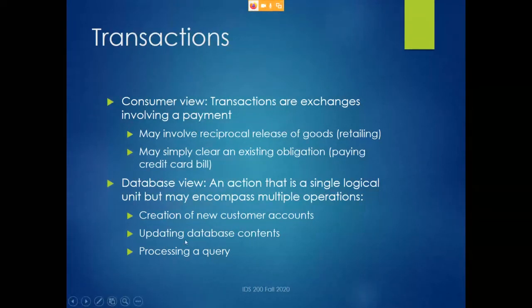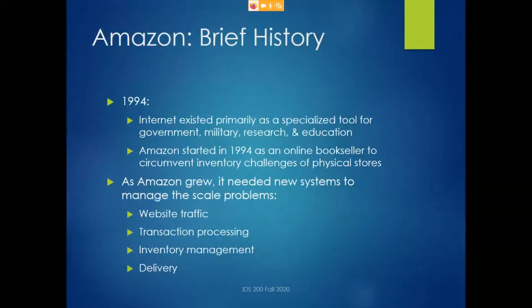Even processing a query, right? You say to Amazon, I'm going to enter some text into the search box and show me all the products that match this. Amazon sends you the results. That's a kind of transaction. Okay, so an action that's a single logical unit, but could encompass a whole set of operations. Okay. So that's what we mean when we talk about transactions. Now, most of the time, it'll be clear that we're talking about transactions in a generic sense, but when we get to the two-phase commit model for transactions, it will be clear that we're talking about database transactions.